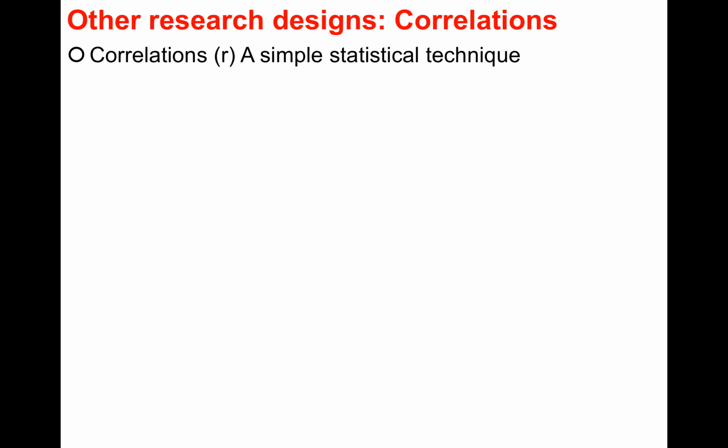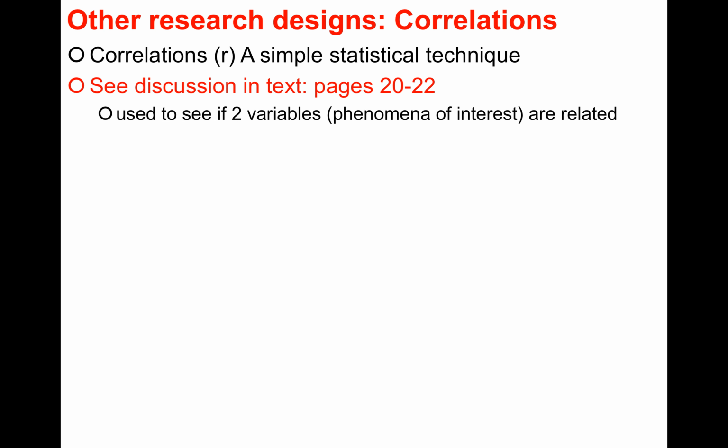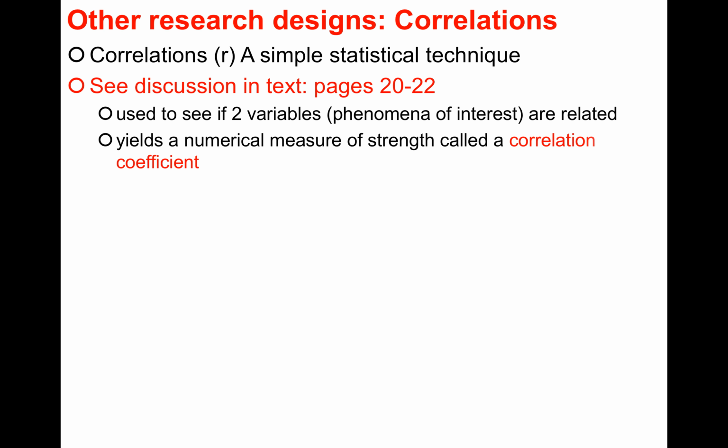Other research designs include just correlational studies. And correlations are denoted or indicated as a lowercase r. So that lowercase r just means correlation. It's a really simple statistical technique, and you can see the discussion in the text. Basically, this correlation is used to see if two variables are related. So all you can say based on the correlation is whether two variables tend to increase together, decrease together, or increase and decrease in different directions, and whether that increase and decrease is systematic or predictable.